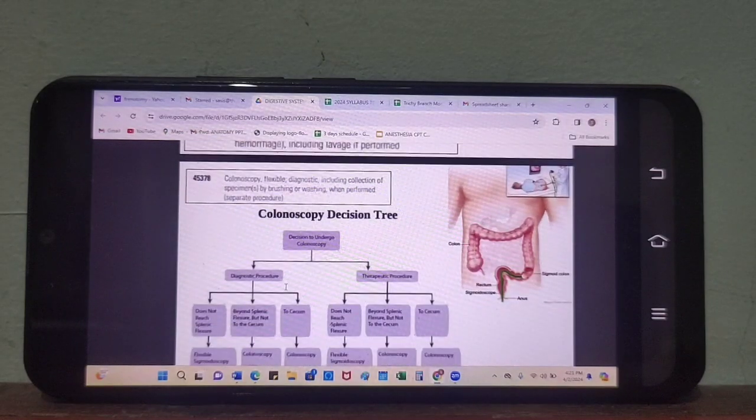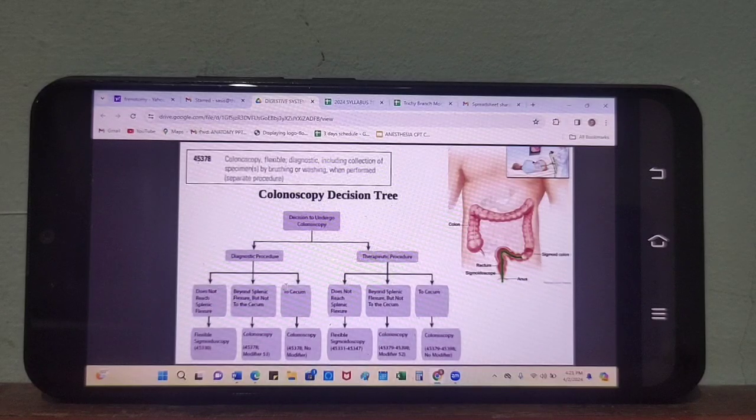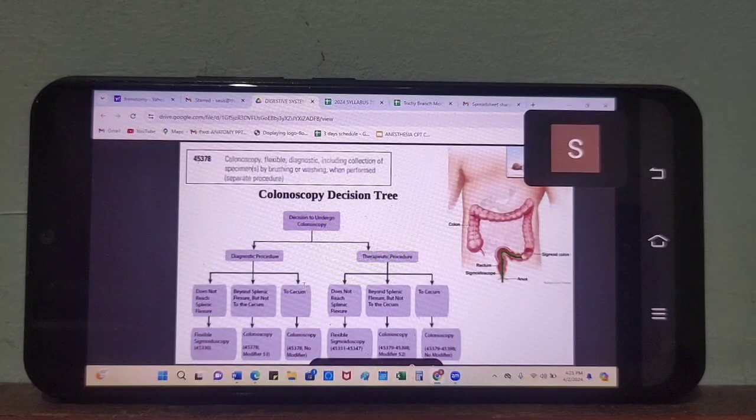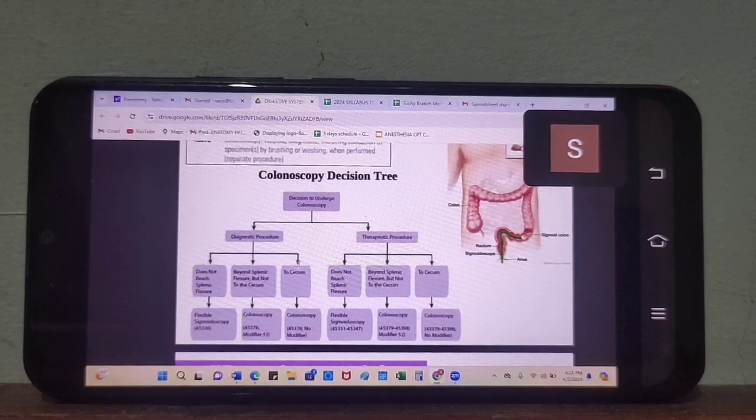Then colonoscopy. What is the termination point for colonoscopy? Cecum. Cecum is the termination point of colonoscopy. Here we have one decision tree. By using this decision tree, you can easily append the modifier and report the code. Colonoscopy is administered to a patient for a diagnostic or therapeutic reason. You have to check the reason.